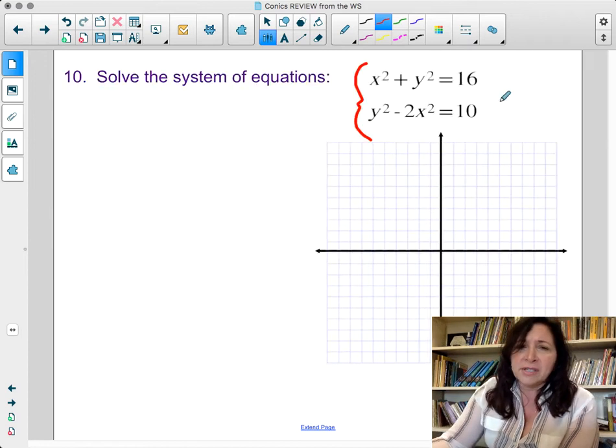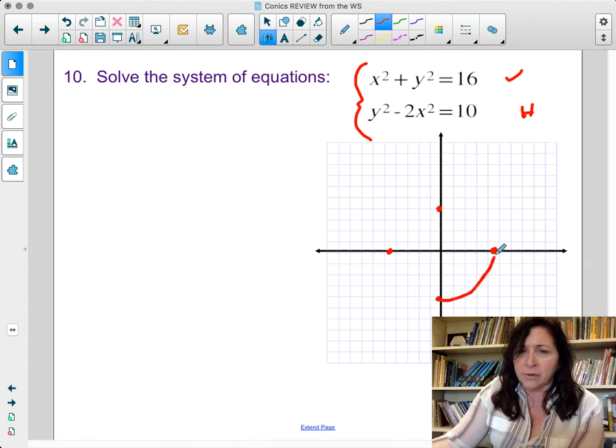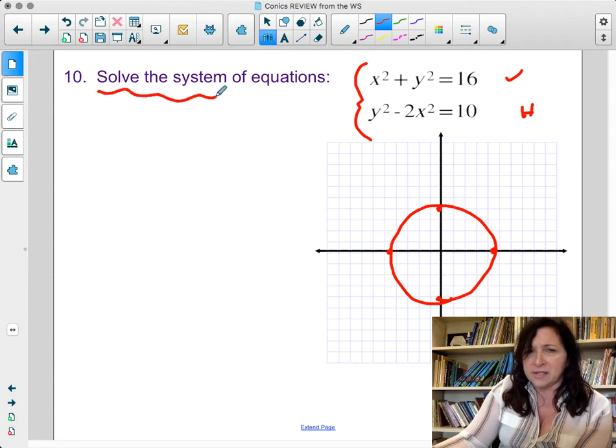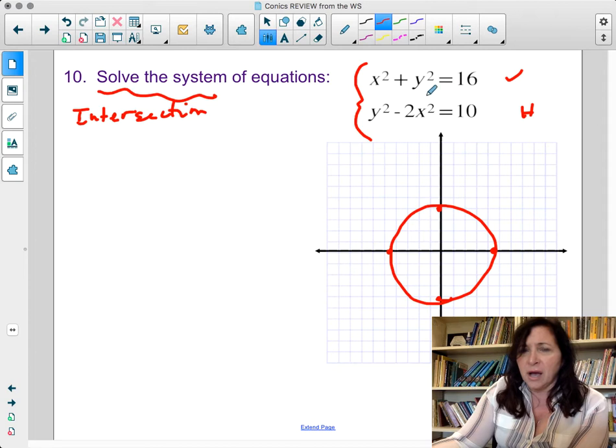So the next question says, solve the system of equations. So this is a circle, and this is a hyperbola. And this being a circle, I have 4 to the right, 4 to the left, 4 up, and then 4 down. So we have a circle that goes around like this. When you're solving a system, you're looking for the intersection points, okay? That's your main goal. You're looking for the points of intersection.